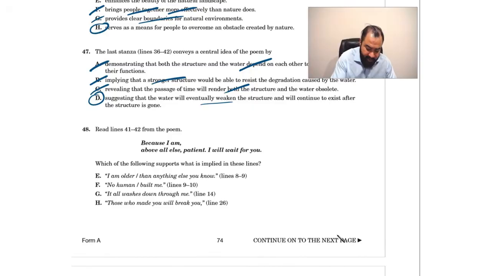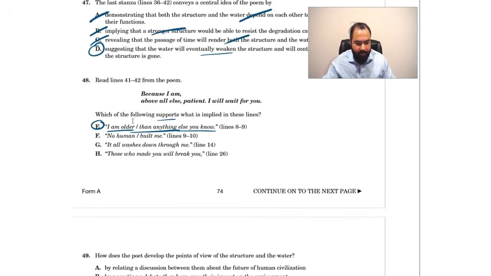So 48, read the lines here. Because I am above all else patient and I will wait. So which other line supports this claim? So it's about age and how he is older and will always be there, everlasting. So E says I am older than anything else you know. So it's about being older, the time.